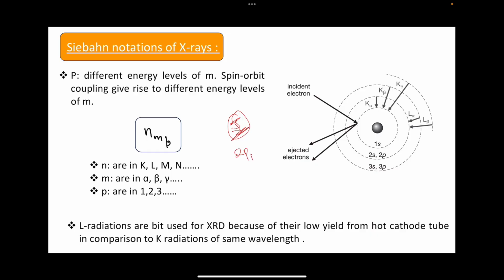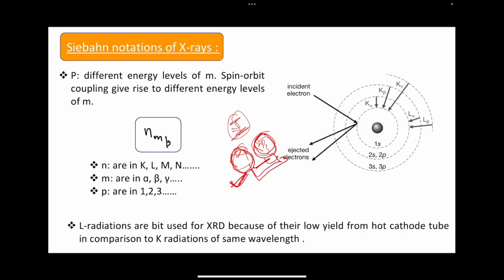So we can get 2p1, 2p2, 2p3, something like that. They have a very similar energy, but this is the ground state term symbol, this is the steady state term symbol, and these are higher energy state term symbols. This has more intensity than this one. So these are the different energy levels of M actually.